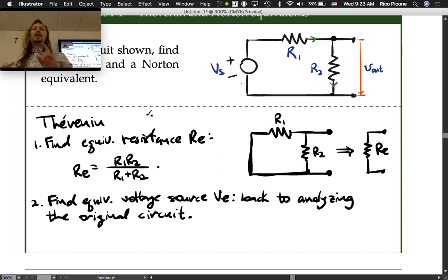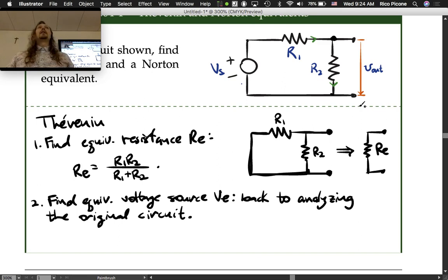So we can find Norton from Thevenin. You're right, we can do that. But we're not quite there yet. We don't have Thevenin yet. We don't have VE yet. So we want to find VE. We want to find this output voltage, which is V out, without having to go through the whole circuit analysis.